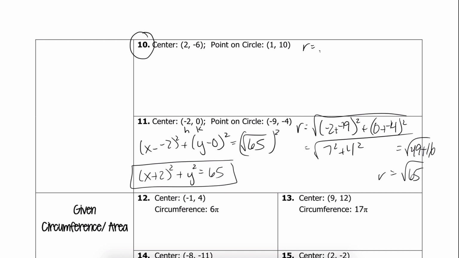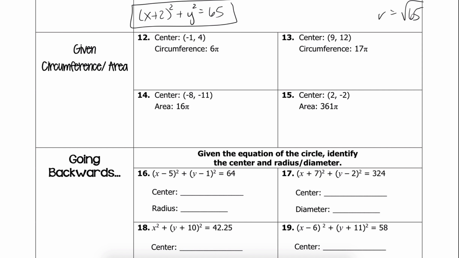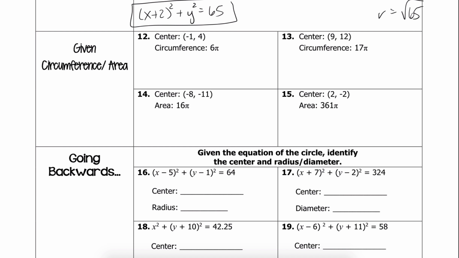All right. These next four are a good review of what we did earlier this chapter with area and circumference. Okay? So remember, the formula for circumference is 2 pi r. The formula for area is pi r squared. Okay? So now, these are all in terms of pi, which makes things easier. But we have to find the radius, because those are the two things we need when we're writing the equations of a circle: the center and the radius.